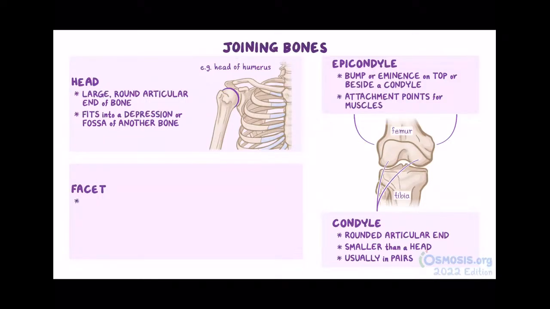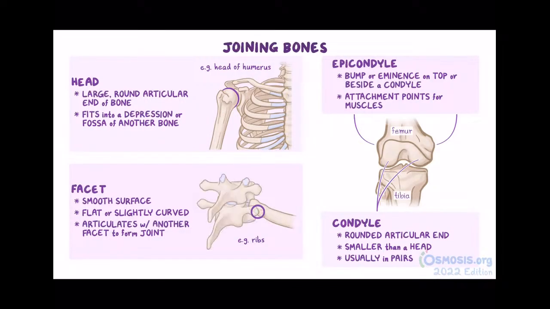Finally is a facet, which is a smooth surface that is flat or slightly curved. Typically, a facet articulates with another flat surface or facet, forming a joint. For example, the ribs have many facets that join other facets of the vertebrae.